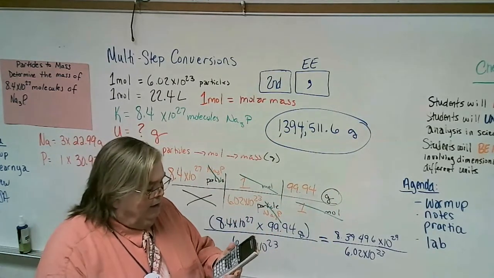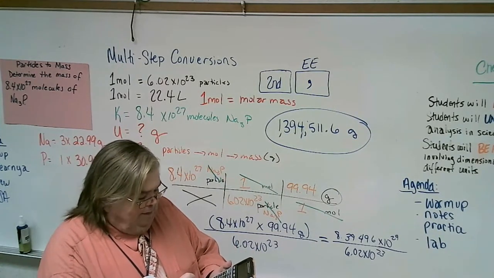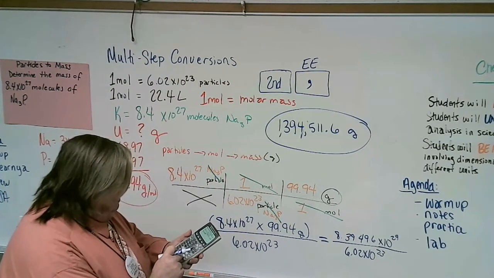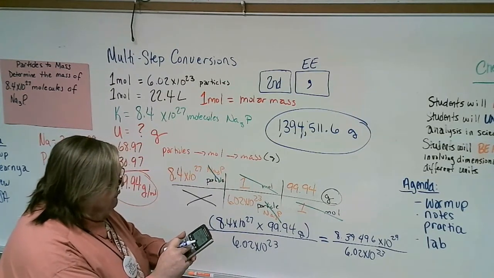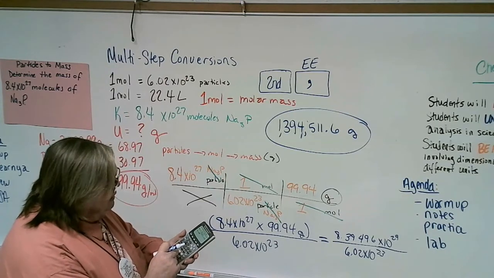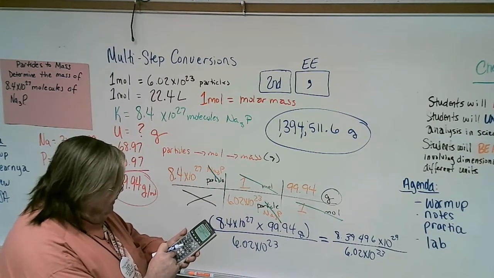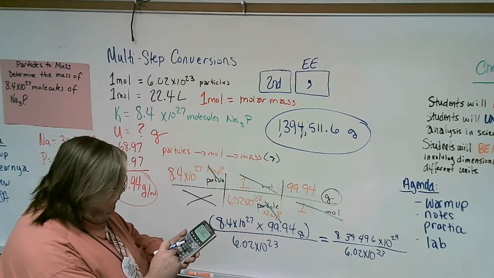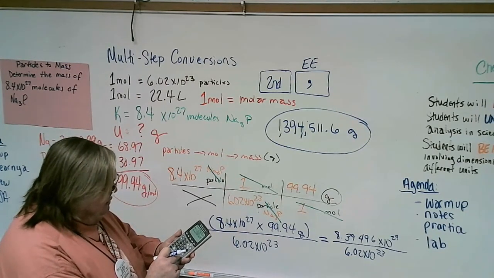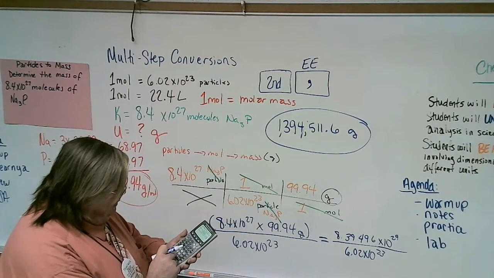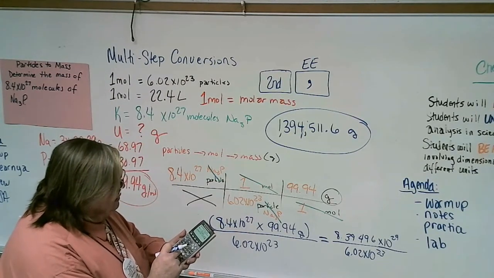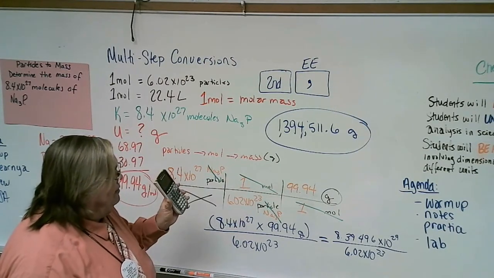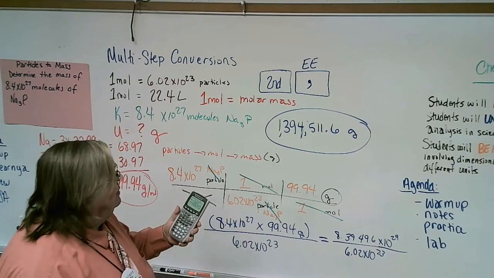You can also do it in one step. Open parentheses, 8.4, second function, comma, 27 times 99.94, close parentheses, divided by 6.02, second, comma, 23, enter. Gives you the same number.